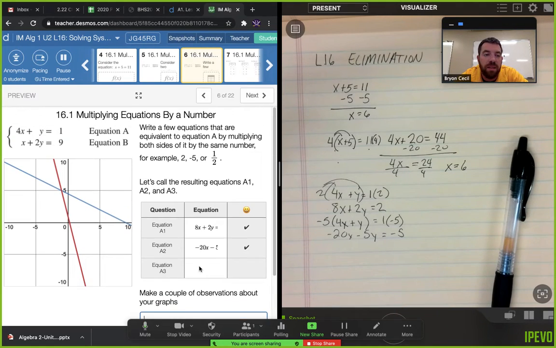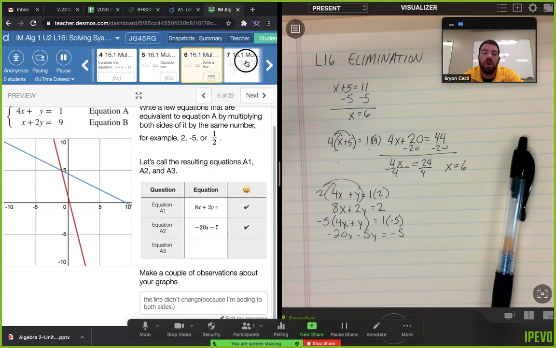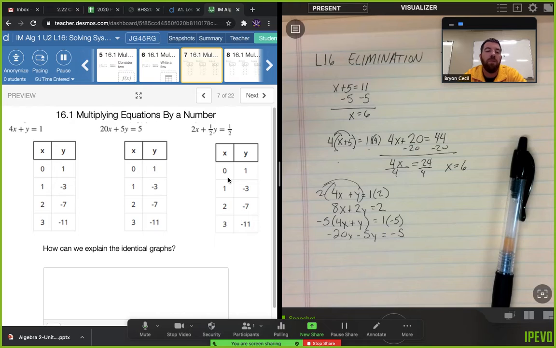Guess what, guys? This line right here didn't change when I multiplied by 2 on both sides. And it didn't change when I multiplied by negative 5, okay? The line didn't change. You know why? Because I'm doing it to both sides. That's why, guys.